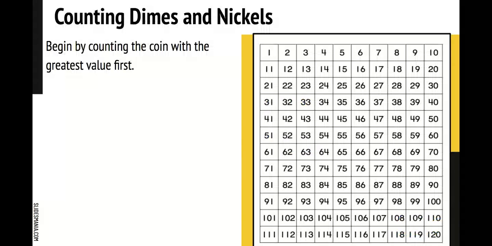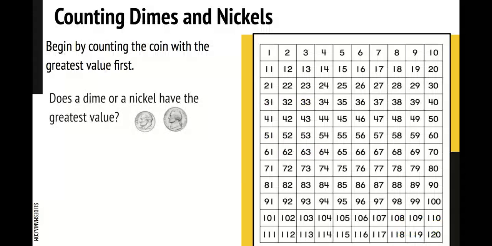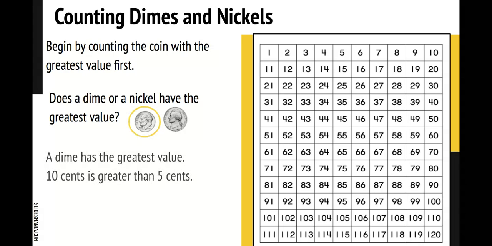on our screen. So with dimes and nickels, we know that a dime, which is this guy right here, is worth 10 cents. We know that the nickel is worth 5 cents. And as always, when we are counting coins, we always want to start with the coins with the greater value. So I know that the dime has the greater value because 10 cents is greater than 5 cents.